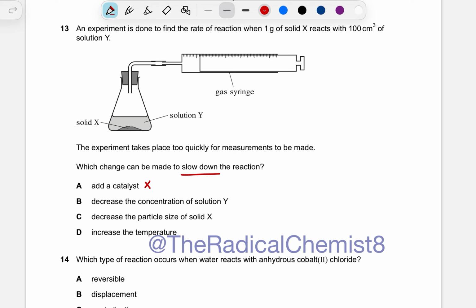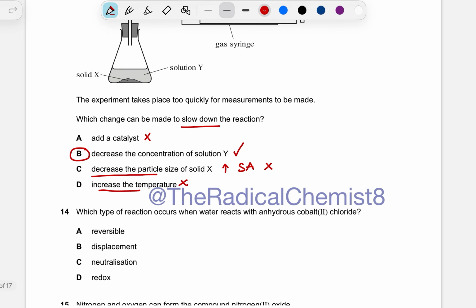Decreasing the concentration of solution Y. Well, yes, that would slow down the reaction because there are going to be fewer particles available per unit volume, so a lower probability of collisions. Let's quickly look at the rest. Decreasing the particle size of solid X means increasing surface area. So this is wrong because this would speed up the reaction, and increasing temperature also speeds up the reaction. So your answer is B.